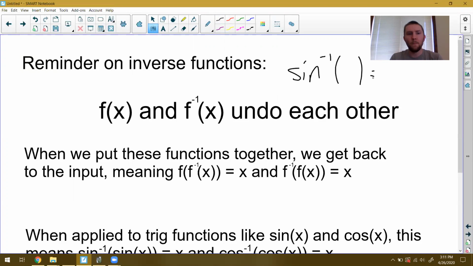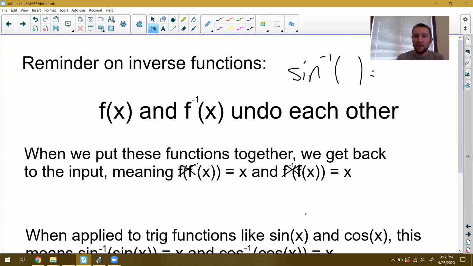But it's important to remember that when we have an inverse function, it basically undoes whatever the function originally did, right? So a function f of x and its inverse, f inverse of x, undo each other. So when we put them together, they cancel each other out, right? So whenever you have a composition of functions like this, if one of them is f, whatever that function is, and the other is f inverse, they just cancel each other out and you're just left with x. Same if the f inverse is outside and the f on the inside, it doesn't matter.